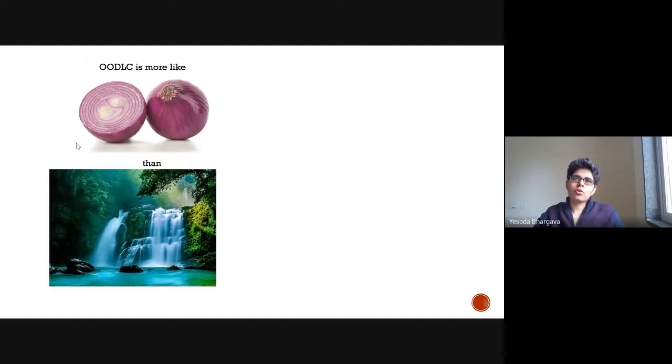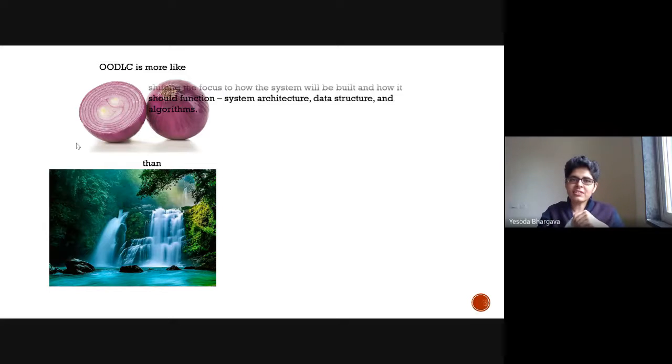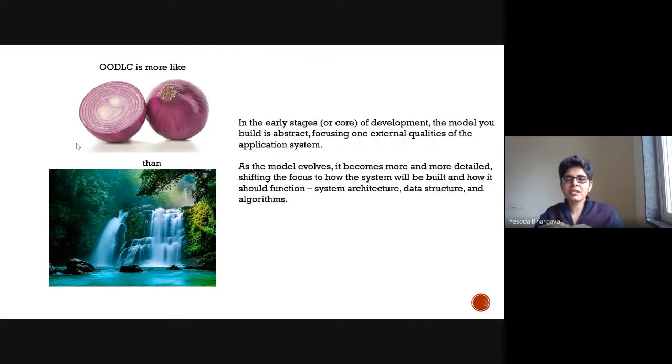generally, if you want to imagine software development as a waterfall. The difference here is that in the early stages, or core, of development, the model we try to build is abstract in object-oriented development. As we move from early stages to deeper stages, we start focusing on deeper-level things. So as the model evolves, it becomes more and more detailed, just like in the onion diagram, where you start out from the core. As you expand from the core to much more depth, the number of layers increases. That is important to remember.